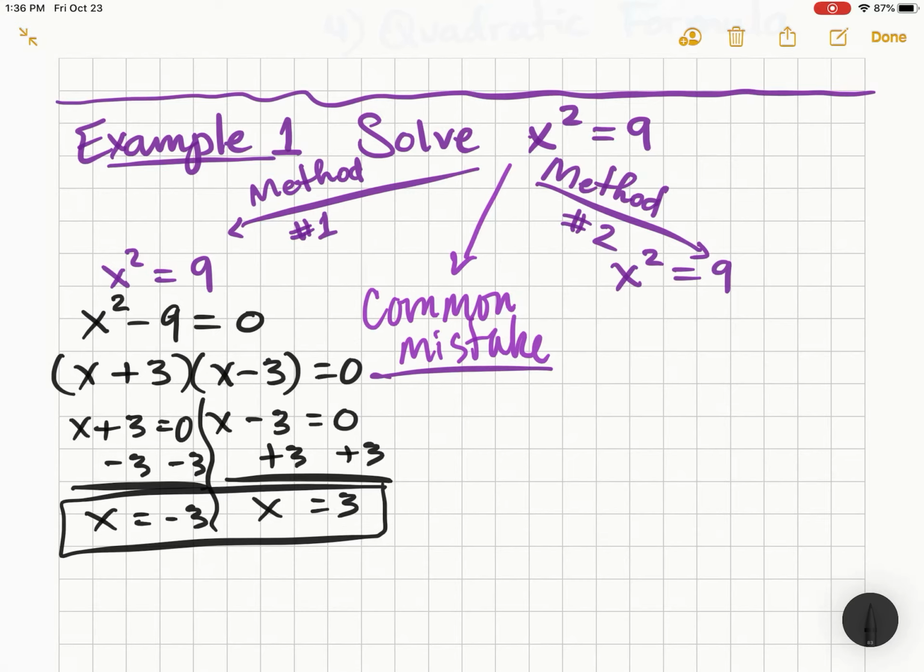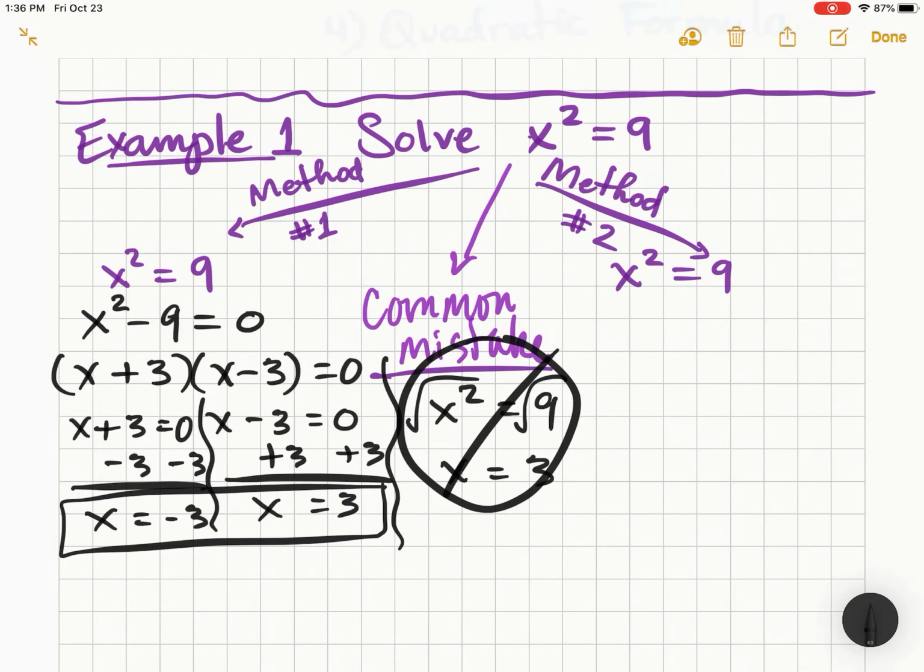But the common mistake that students typically make is with x squared equals 9, they just take the square root of both sides and say x equals 3. Well, as you can see, we're missing one of the answers.